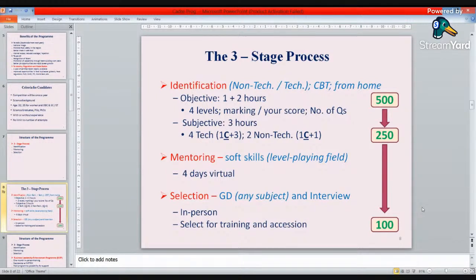The questions will be of 4 levels. Level 1 will have 1 mark. Level 2 will have 2 marks. Level 4 will have 4 marks. And questions will pop up on your screen.